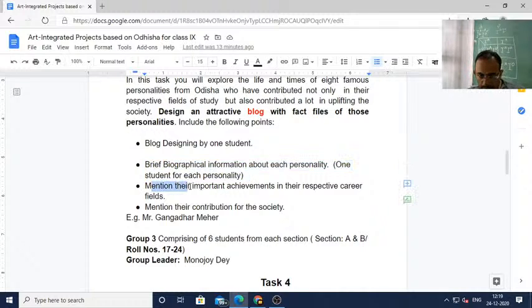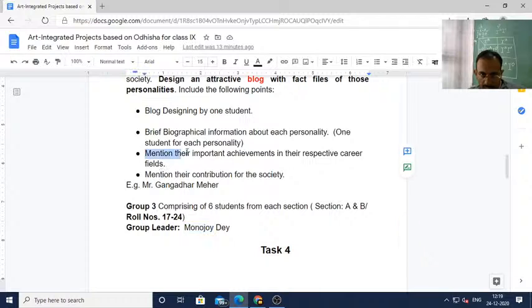Then mention their important achievements in their respective career fields. These are the points each one of you has to write. 8 people are there, so 7 people have to do this, as one will be busy in blog designing. Next, mention their important achievements, then mention their contribution to the society. So the manager has to allot the work to the group.